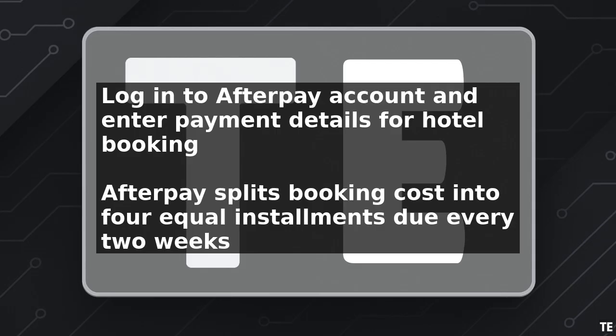Afterpay will split your hotel booking cost into 4 equal installments, due every 2 weeks. You will need to pay the first installment at the time of booking, and the remaining 3 installments will be automatically deducted from your nominated debit or credit card on the due dates.